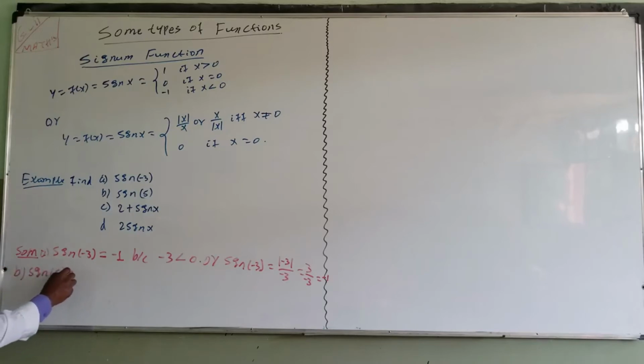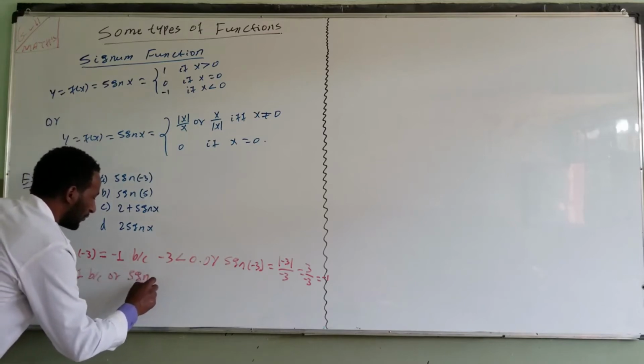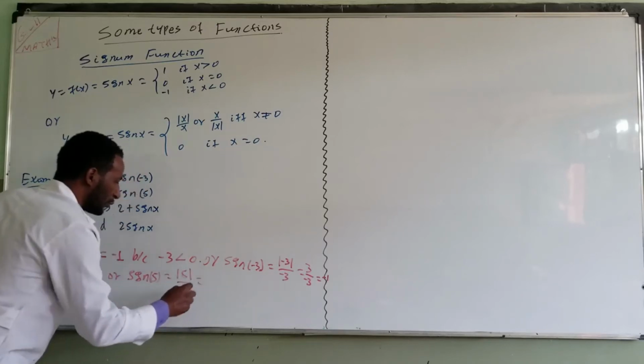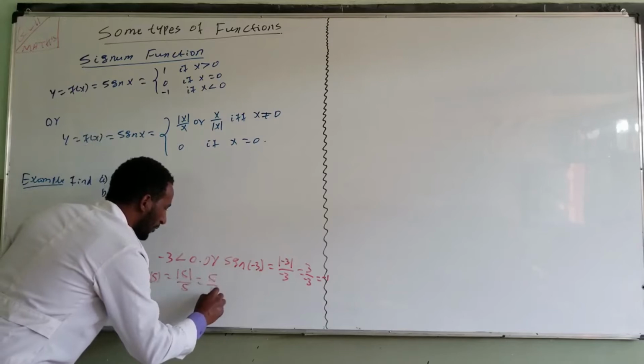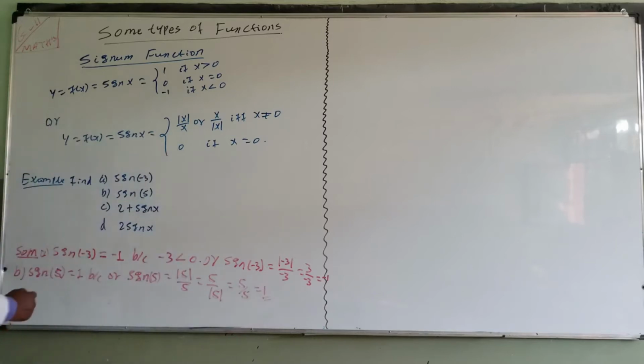And also when we find for b, signum of 5 is equal to 1, because 5 is greater than 0. Therefore, when we substitute at the place of x any positive real number, the result is equal to 1. Therefore, signum of 5 is equal to 1, or we can use signum of 5 is equal to absolute value of 5 over 5, which is equal to 5 over 5, which is equal to 1.